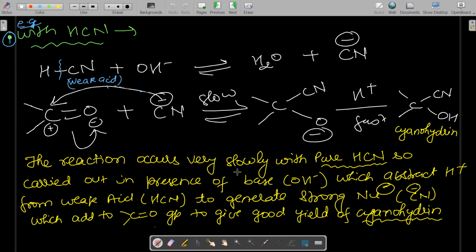This reaction occurs very slowly with pure HCN, so it is carried out in presence of base, which releases H plus ion from this weak acid HCN and hence generates the nucleophile, that is CN minus, which is a strong nucleophile, and then it can easily attack and give a good yield of cyanohydrin.